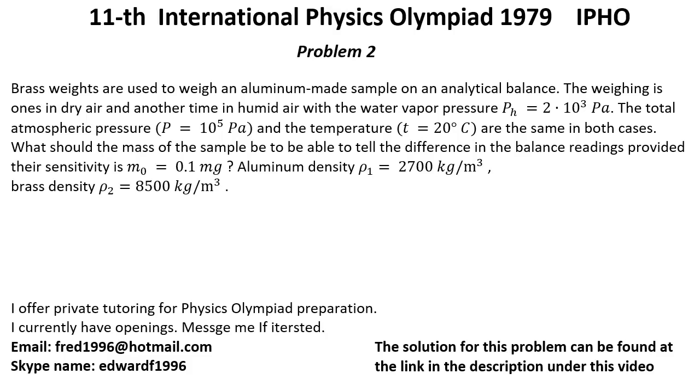The total atmospheric pressure P equal 10⁵ Pascal, and the temperature is 20 degrees Celsius, are the same in both cases. What should the mass of the sample be to be able to tell the difference in the balance reading, provided the sensitivity is m0 equal 0.1 milligram? Aluminium density ρ1 equal 2700 kg per cubic meter. Brass density is 8500 kg per cubic meter.